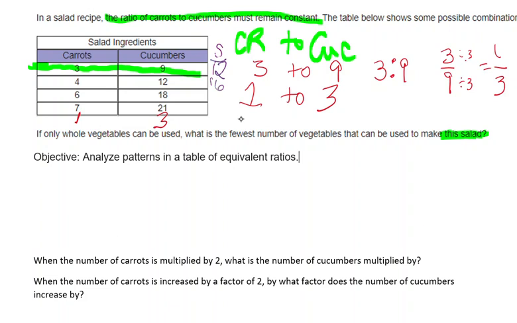Then we're looking for the fewest number of vegetables. So the simplest form we have here is 1 to 3, and 1 plus 3 is 4. So that tells me that 4 vegetables can be used to make the salad and maintain that equivalent ratio of 3 to 9, 4 to 12, 6 to 18, 7 to 21, or in simplest form, it is 1 to 3. 1 carrot and 3 cucumbers makes 4 vegetables.